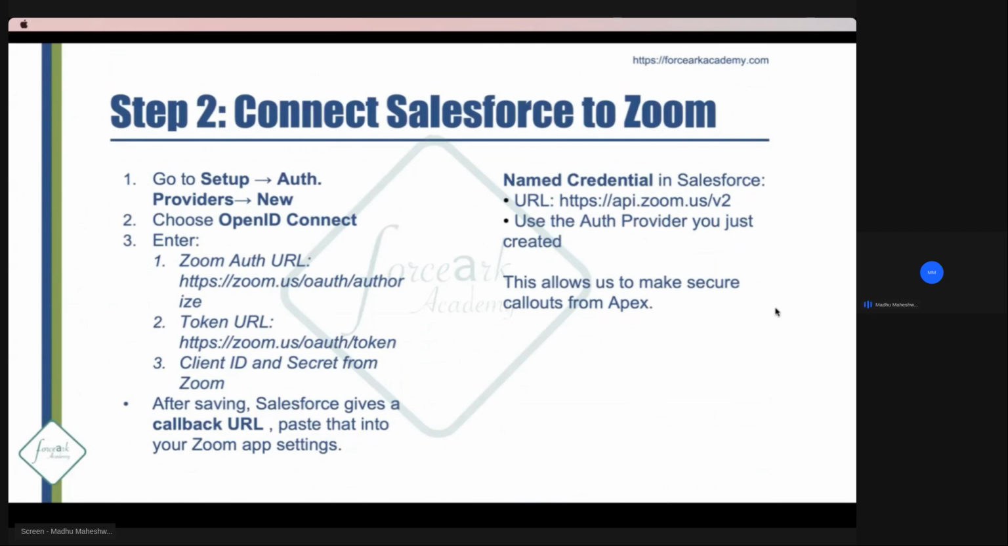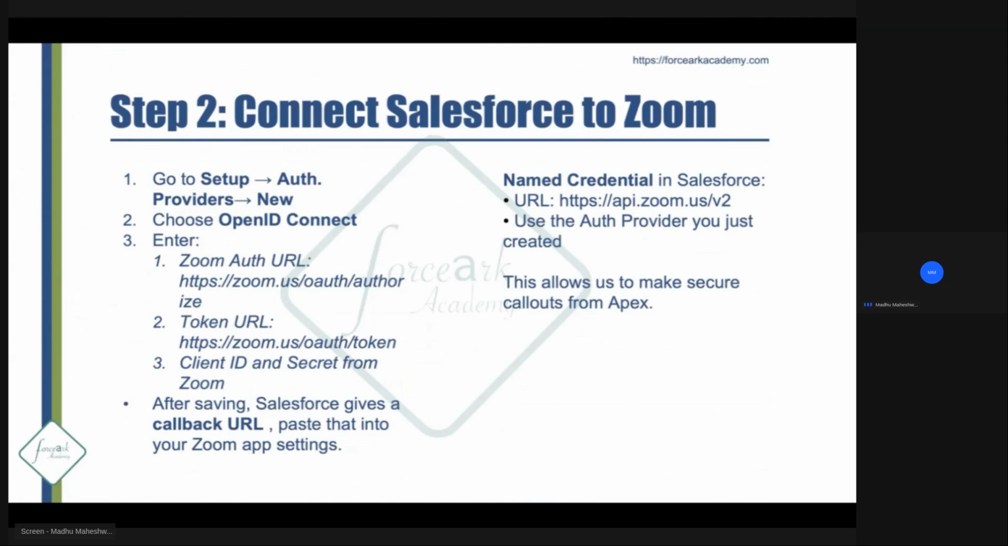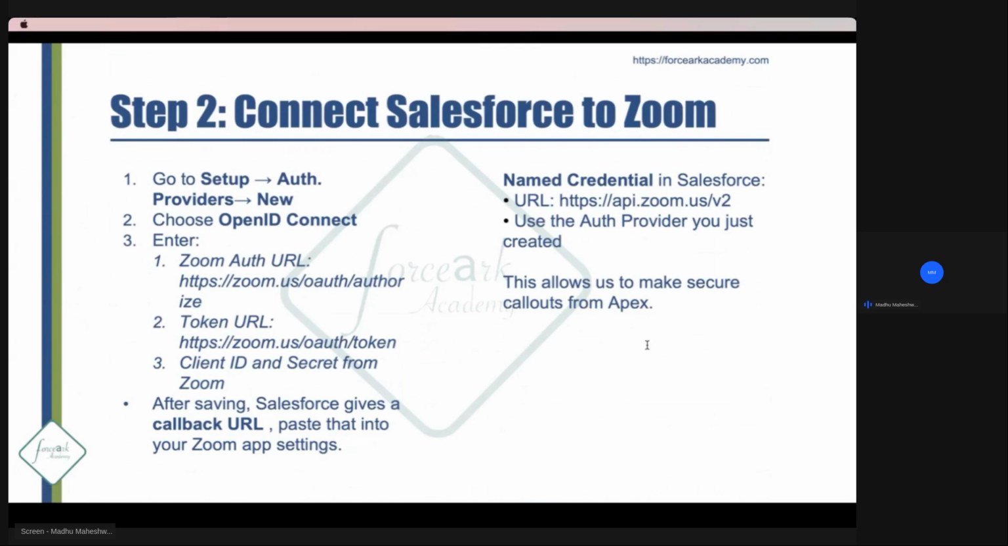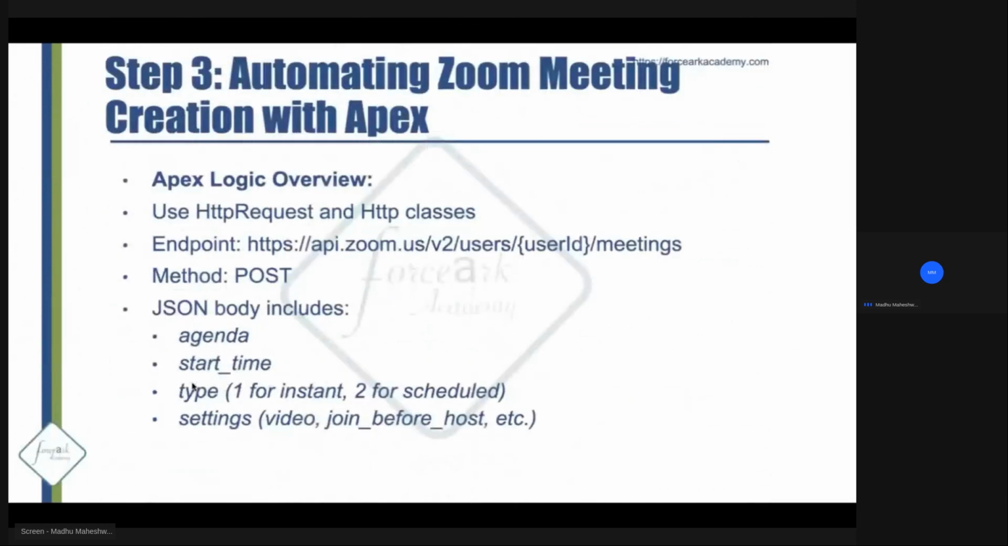This is important. You will go back to your Zoom application settings and paste this callback URL into the redirect URL field. After that, we will need to create a named credential. A named credential in Salesforce is used to make a secure callout to Zoom's API. So the base API URL is api.zoom.us/v2. By connecting everything through named credentials, we don't need to handle tokens manually in code, or hard code any client key, secret key, or any important credential, so that Salesforce handles the authentication securely for us.